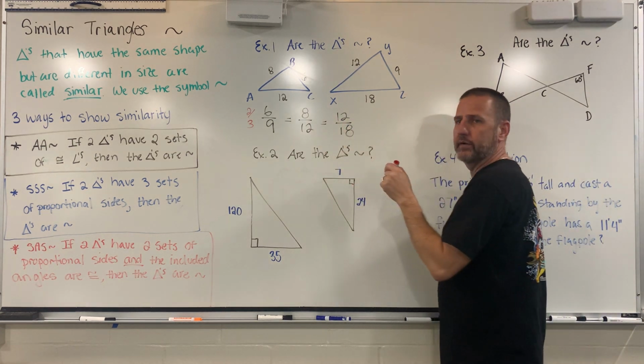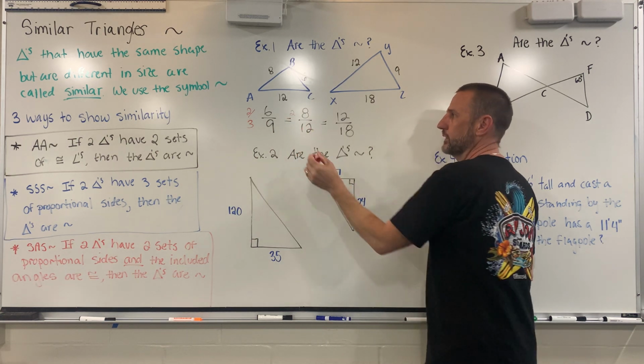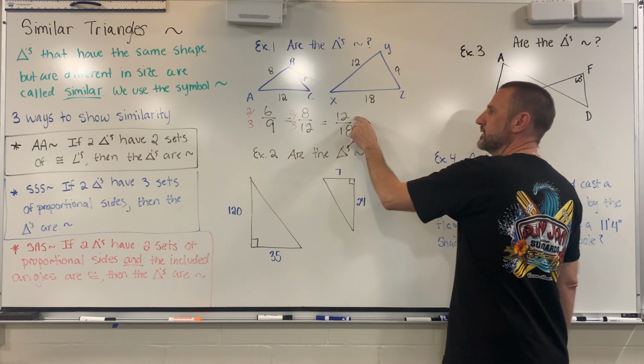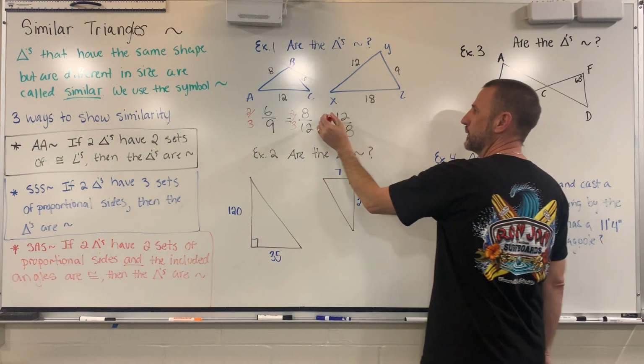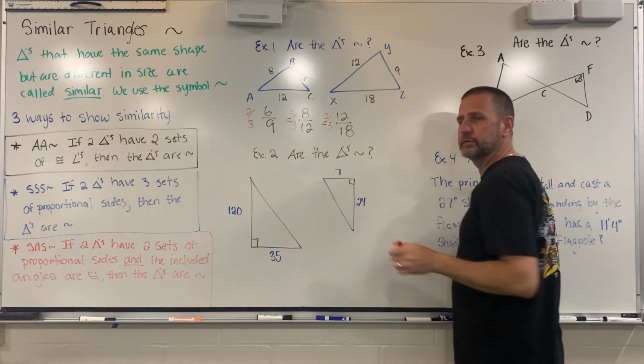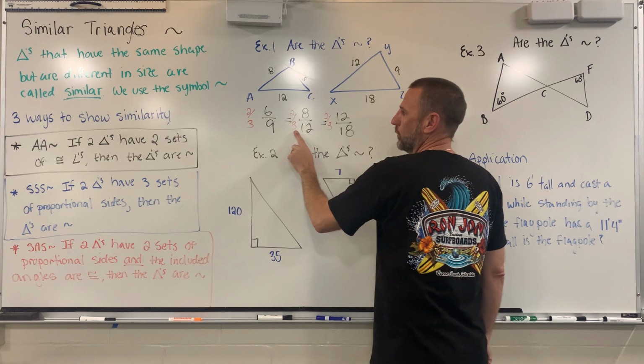Hey, these both divide by 4. 8 divides by 4 and gives me 2. 12 divides by 4 and gives me 3. Same thing goes here with 12 and 18. They both divide by 6. And guess what I get again? 2/3.